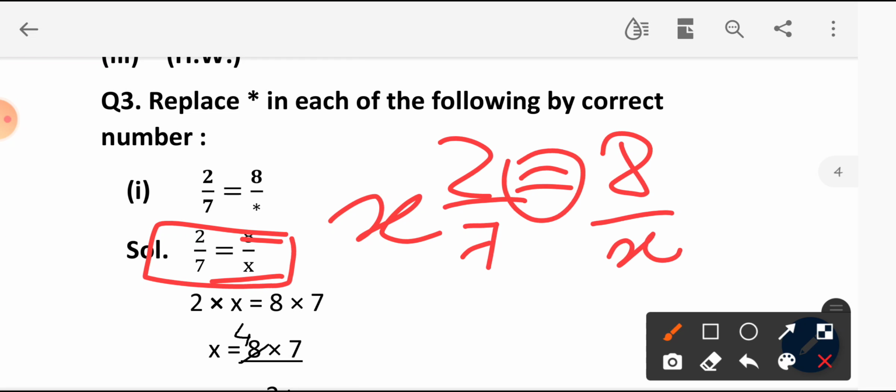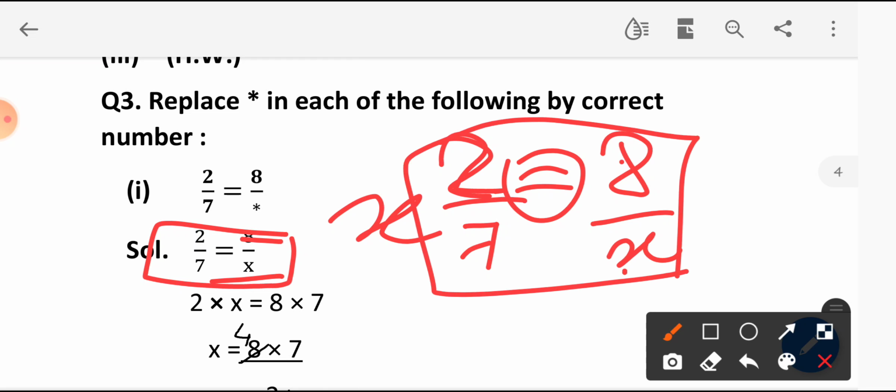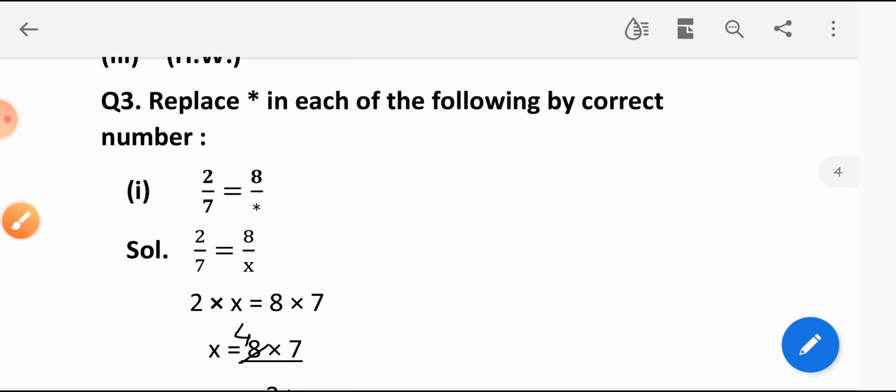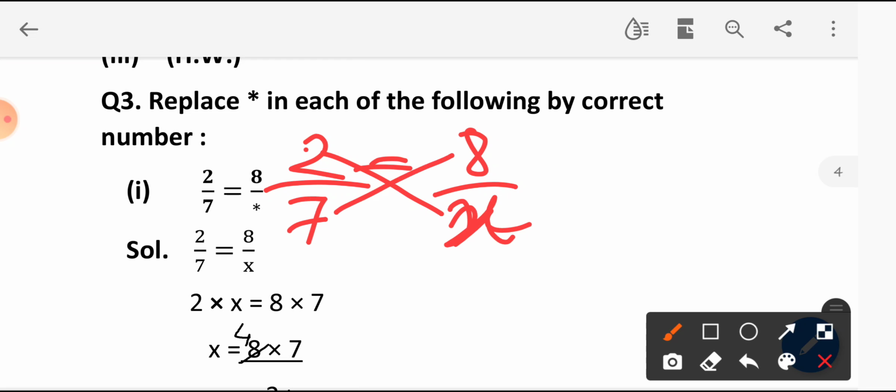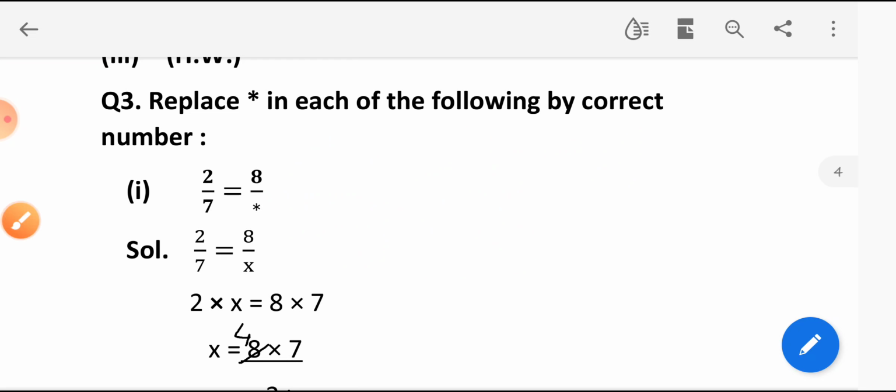And what is the meaning of the equal sign? It means 2 by 7 is equal to 8 by x. We have seen that equal means these two fractions are equal. So what is the property? That property says that the multiplication of the numerator of the first and the denominator of the second is equal to the multiplication of the numerator of the second one and the denominator of the first. It means you have to cross multiply. By using this we can find the value of x.